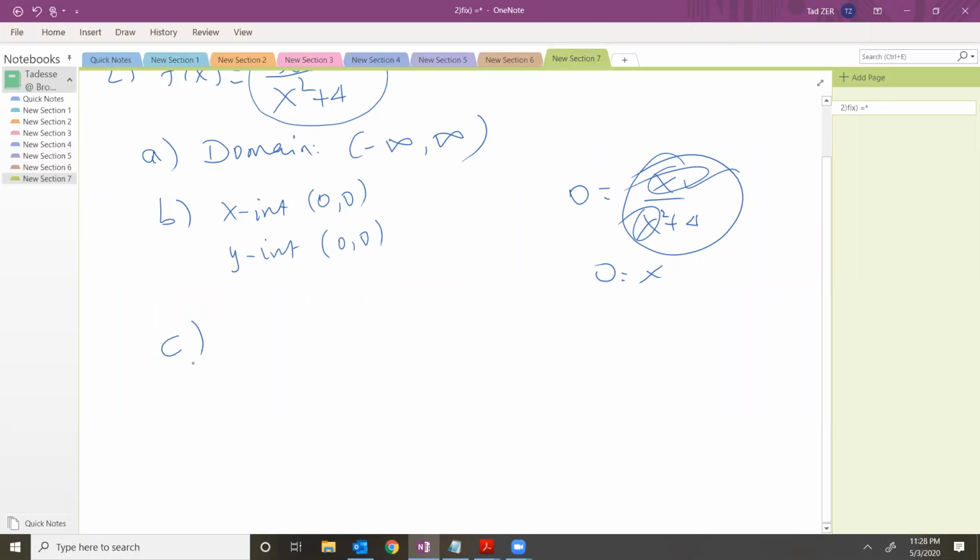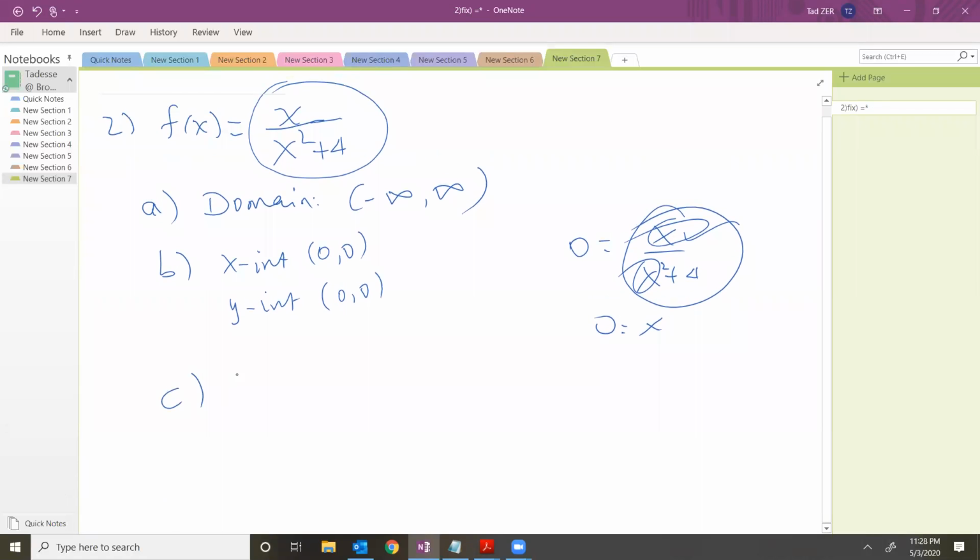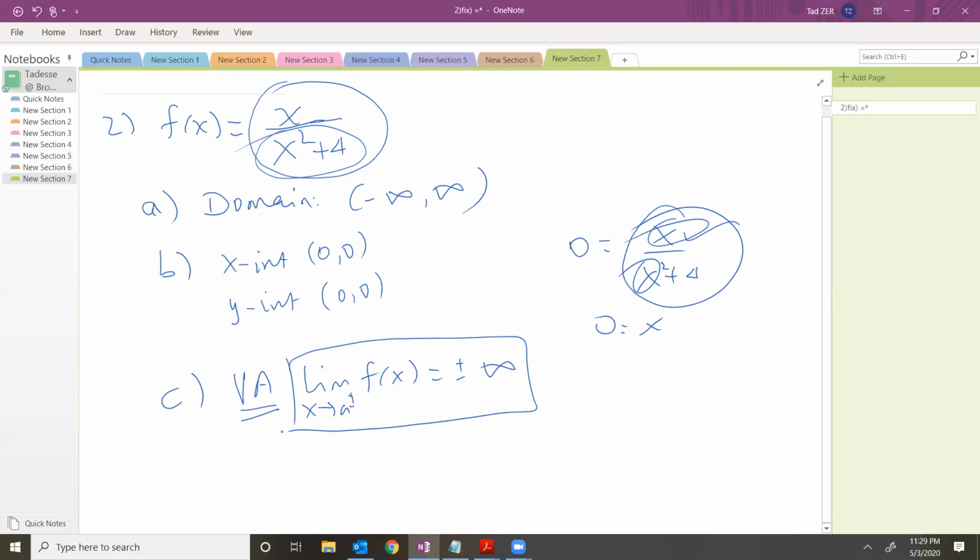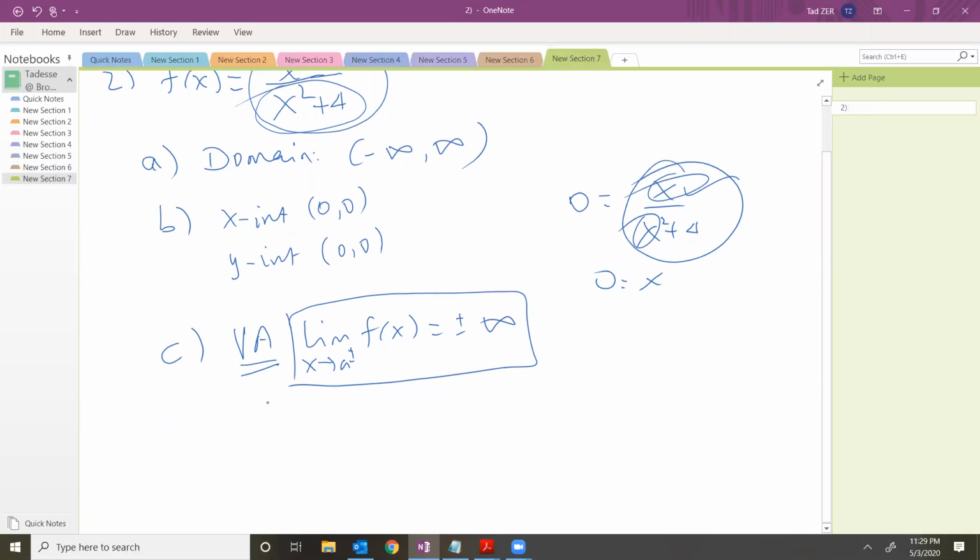So part C, I want to find what is called the vertical asymptote. For vertical asymptote, the candidates are the zeros of the denominator, but you can see that x squared plus 4 will never be equal to 0. So there's no number that makes the limit of f of x as x approaches a number, either from the right or from the left, go to plus or minus infinity. This is the definition of a vertical asymptote. So in this case, we don't have any number, so no vertical asymptote.